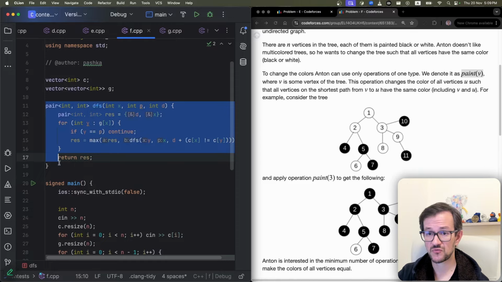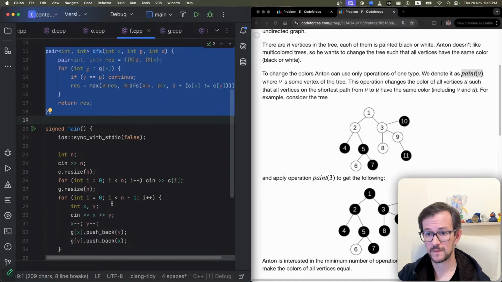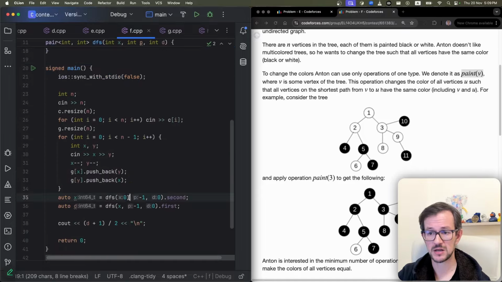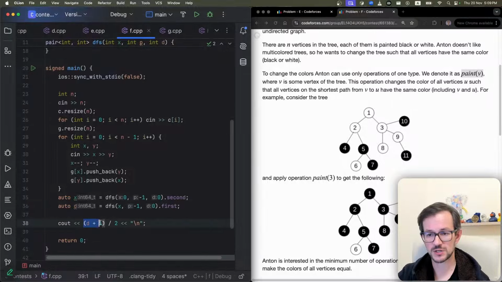So this DFS finds the maximal distance from the starting node, and I call it twice. I take any node like 0, find the farthest node from 0, x, then take this x, find the farthest node from it, and I have a diameter. Then the result is just half of the diameter.